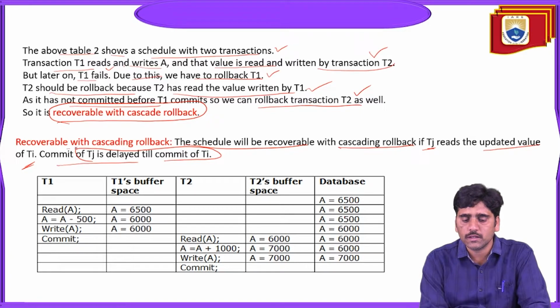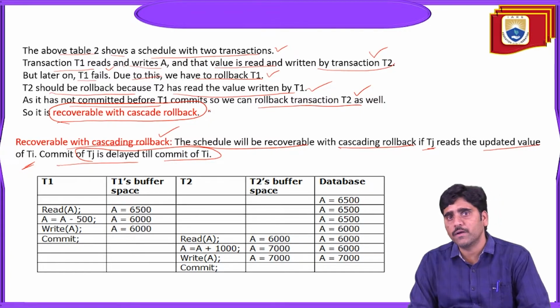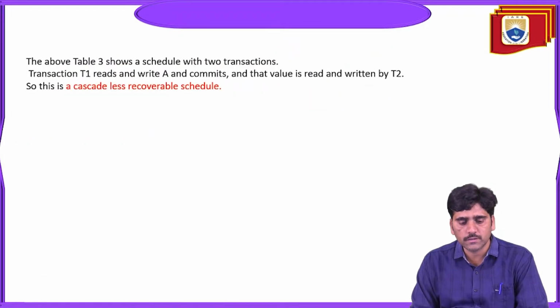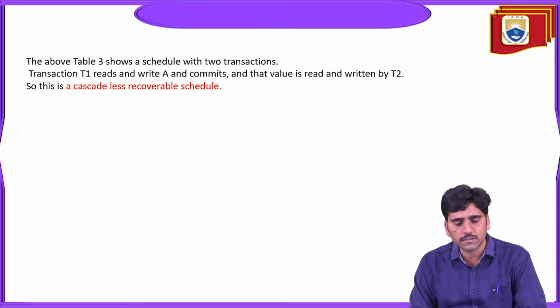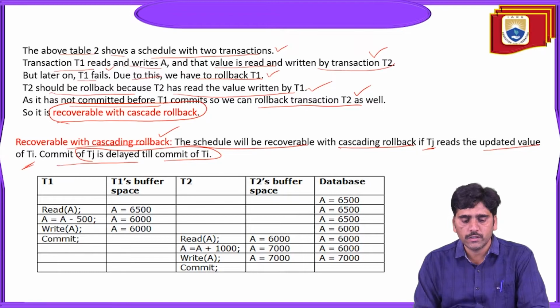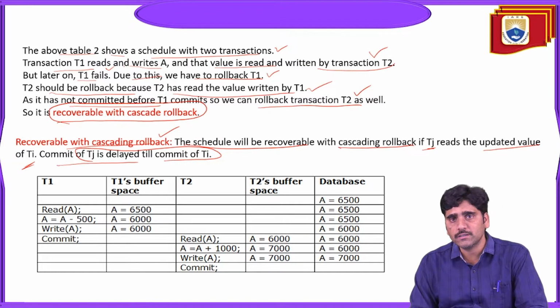So that is nothing but recoverable with cascading rollback. And here the next type is a cascade-less recoverable schedule. So here transaction 1 is there and transaction 2 is there.